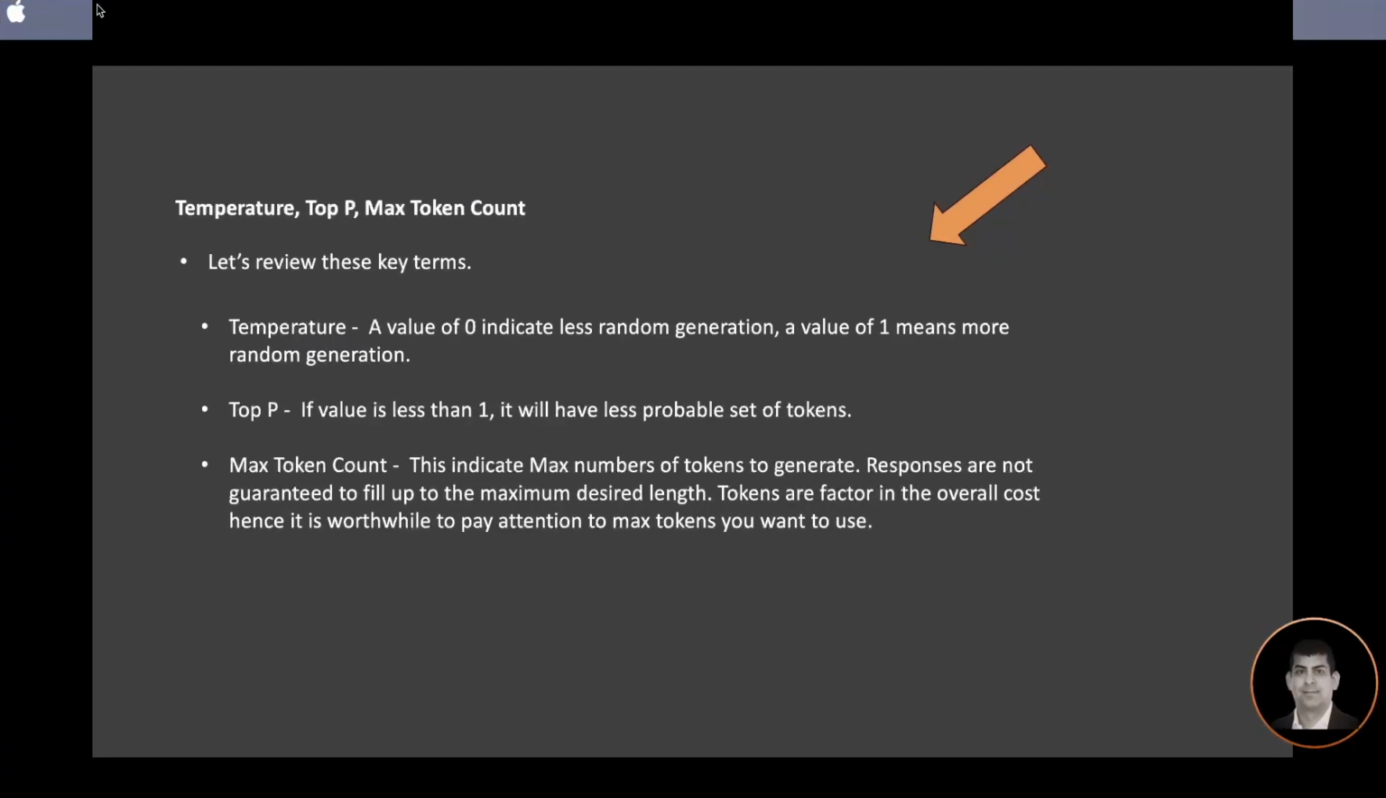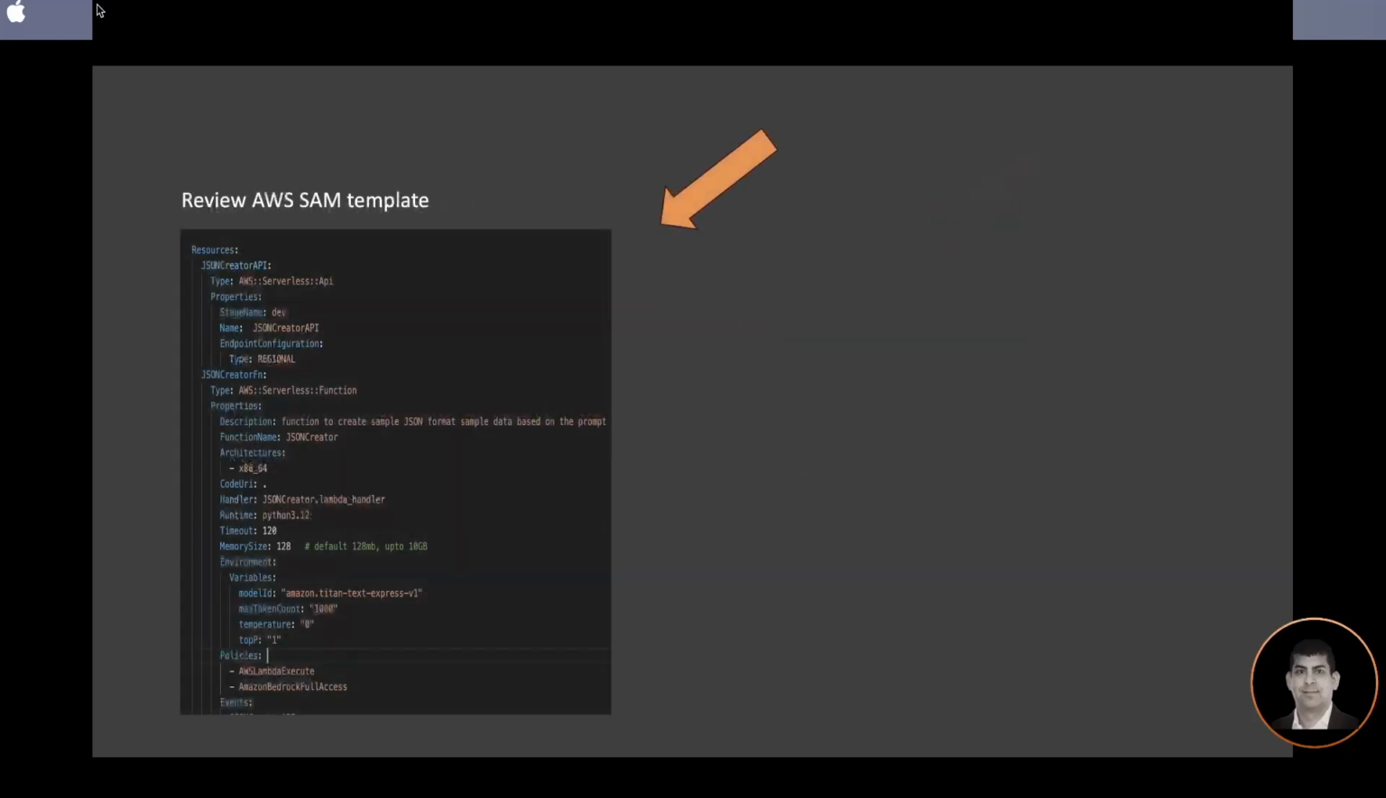Let's review a few key terms: temperature, top P, and max token count. For temperature, a value of 0 indicates less random generation, and a value of 1 means more random generation. Top P is another parameter. If the value is less than 1, it will use a less probable set of tokens. Max token count indicates the maximum number of tokens to generate. Responses are not guaranteed to fill up the maximum desired length, but tokens are factored into the overall cost. Hence, it's worthwhile to pay attention to the max tokens you want to use.